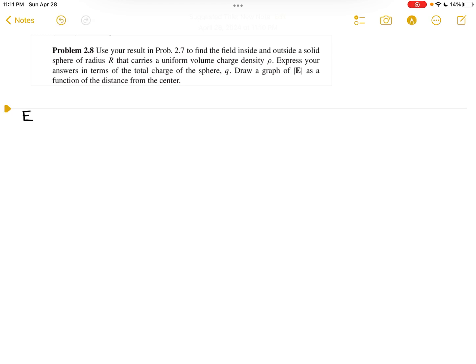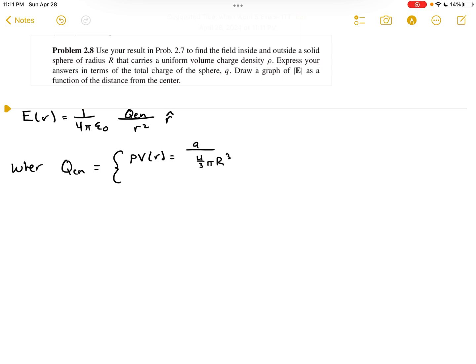So to start with our results from 2.7, we have E of r is equal to 1 over 4 pi epsilon naught times Q enclosed over r squared times r hat, where Q enclosed is equal to rho V of r, which is Q over 4/3 pi R cubed times 4/3 pi r cubed, which is simply equal to Q r cubed over R cubed, and that is if little r is less than big R.